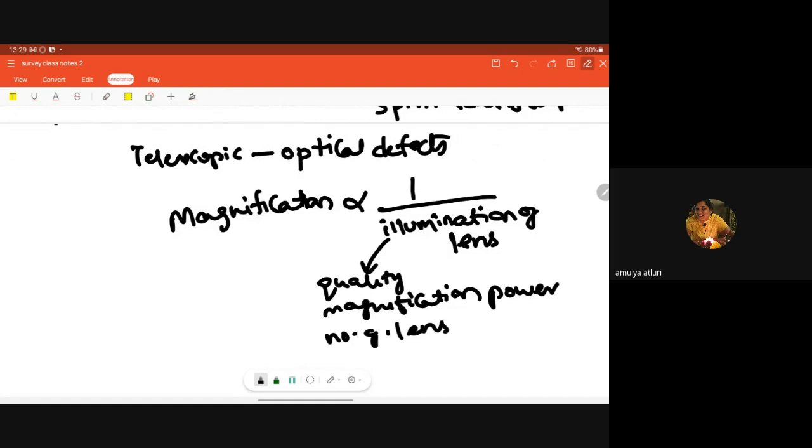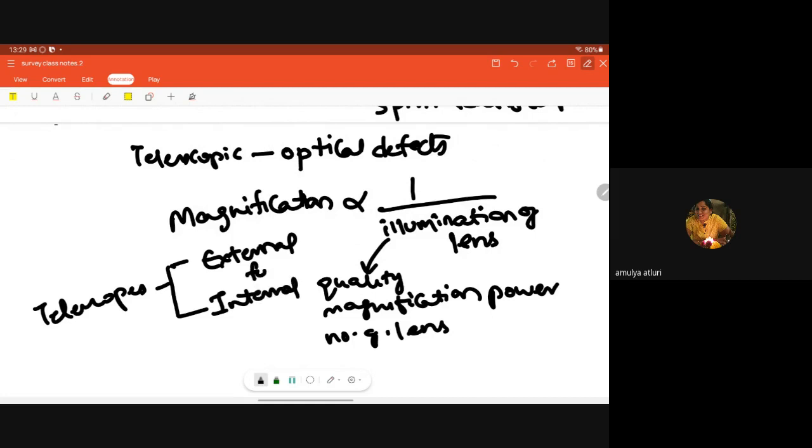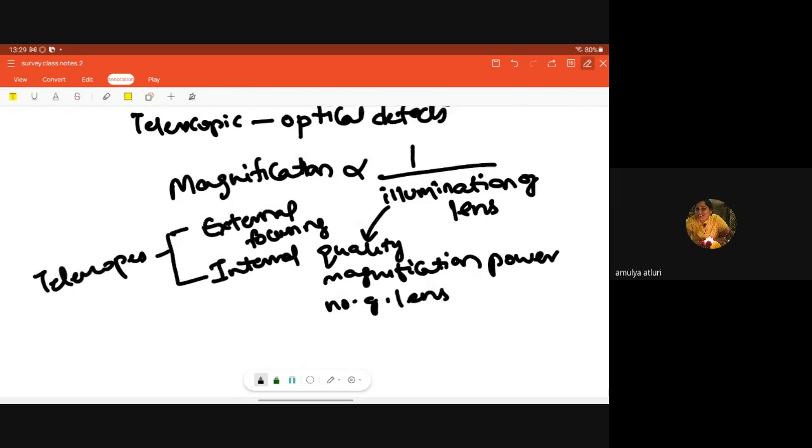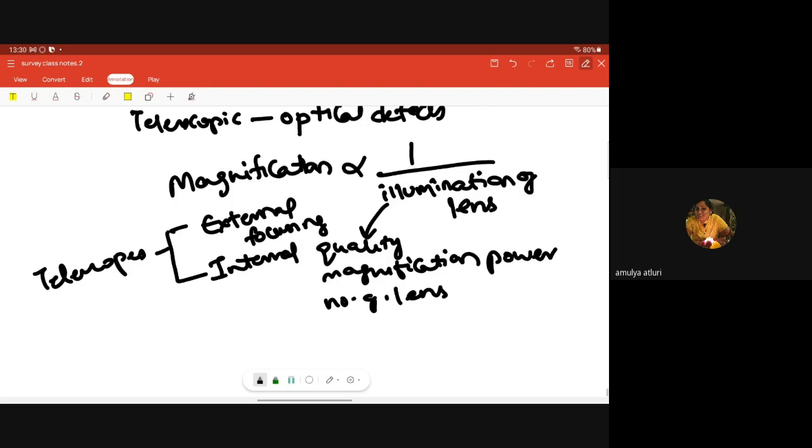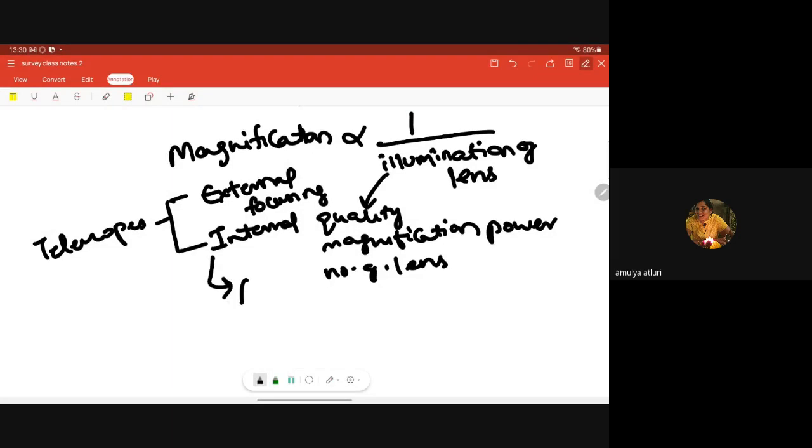There are two types of telescopes: external focusing telescopes and internal focusing telescopes. External focusing means the focusing is done by the external movement of either the object glass or the eyepiece. Internal focusing telescope means the focusing is done internally by a negative lens.